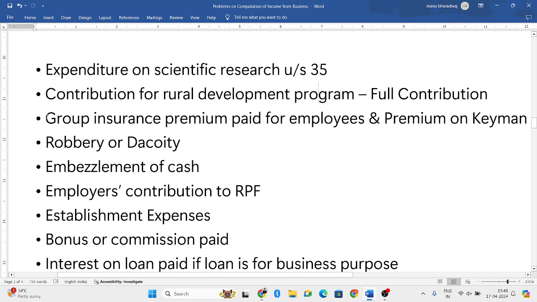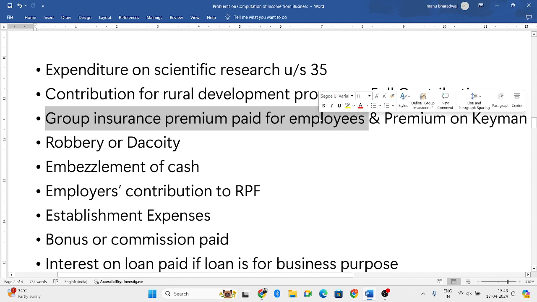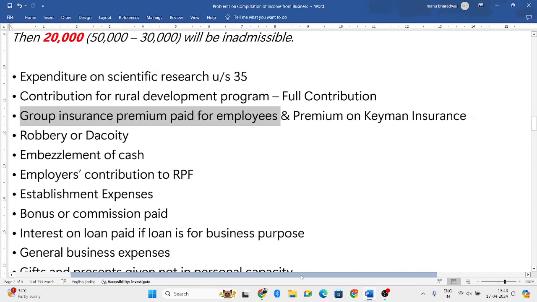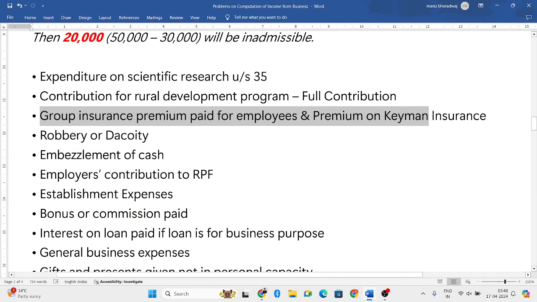Next, group insurance premium paid for employees and premium on key man insurance. Means suppose there are some factory workers, so you would have taken a group insurance. Many of the organizations offer insurance plans for their employees. So in such case, if you have taken a group insurance for employees, that is admissible. But life insurance is inadmissible.